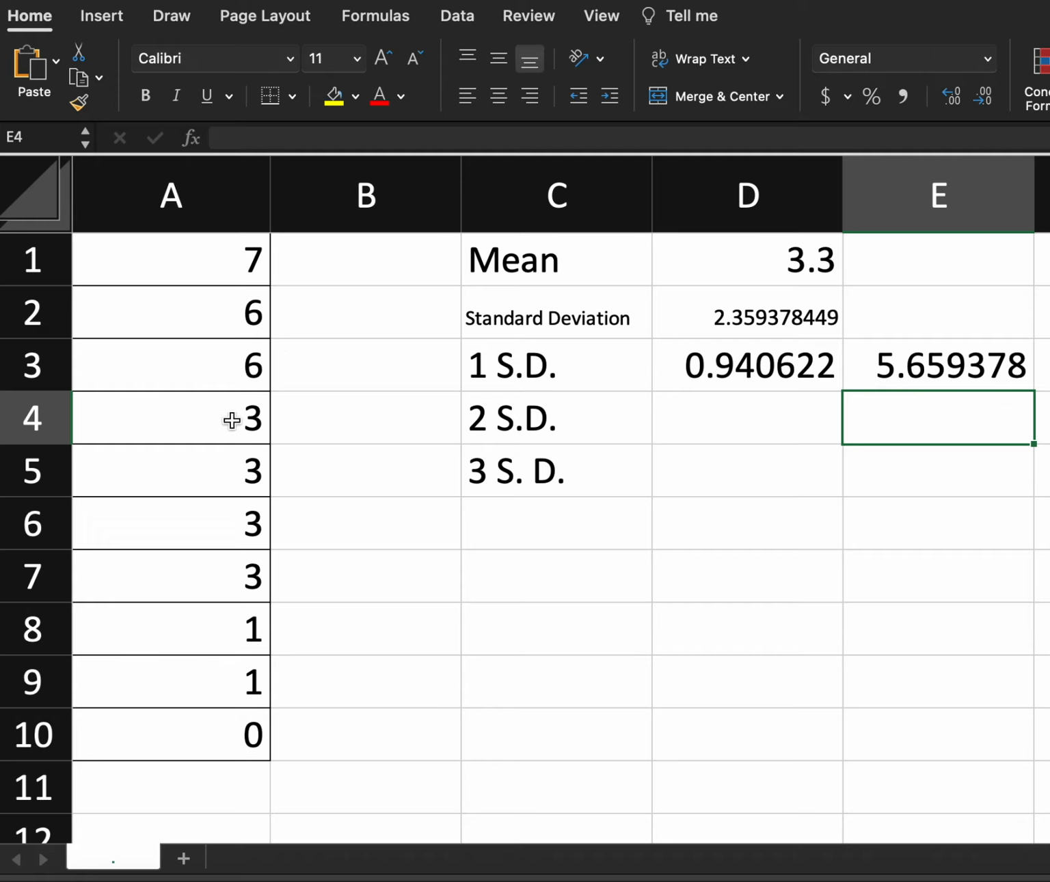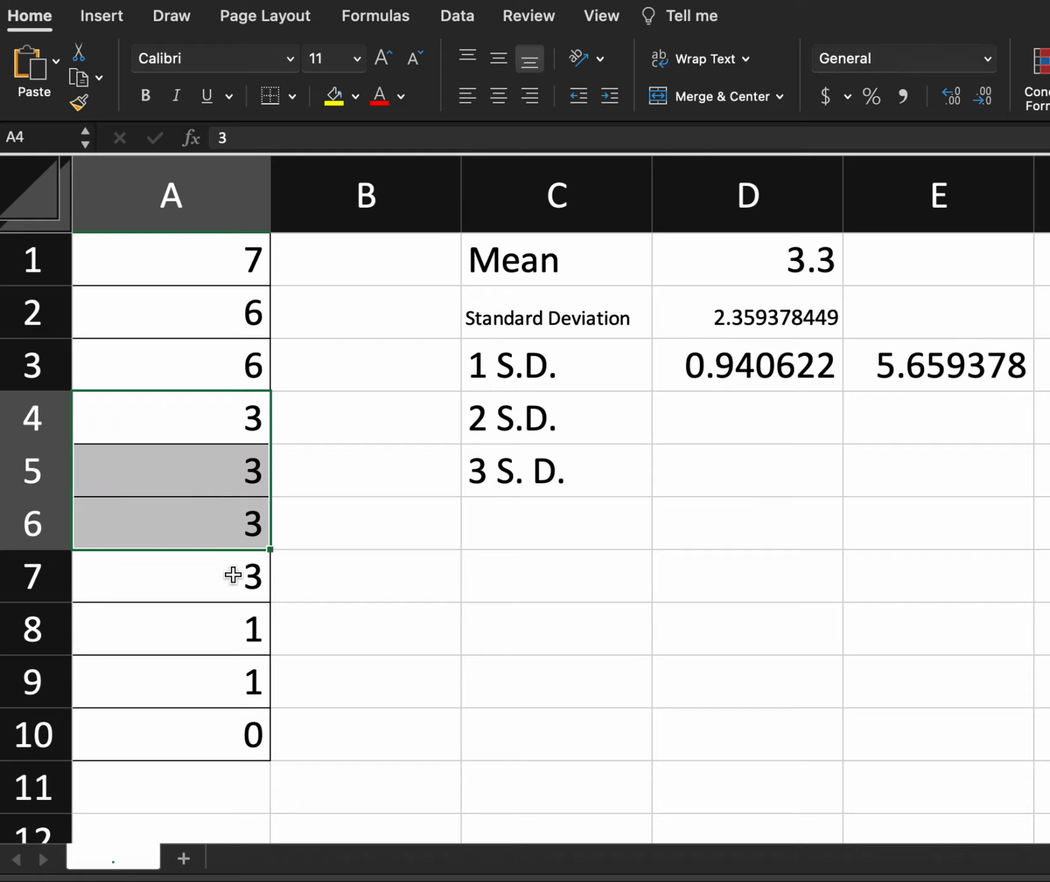Let's see. So I have 3 here. 1, 2, 3, 4, 5, 6. So out of 10, I have 6 data points. So that would be 60%.